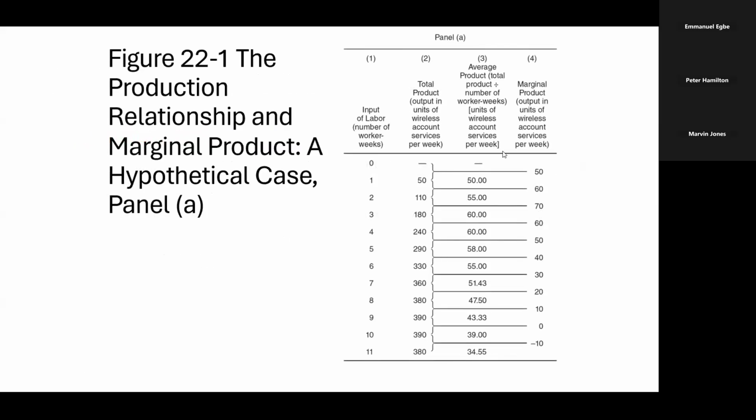Here's an illustration here. Okay, 1 unit of labor produces 50. 2 units produce 55. So the marginal product is 5. Okay, as you can see here, the marginal product is 5, and then at input of 4 units, the marginal product does not increase.